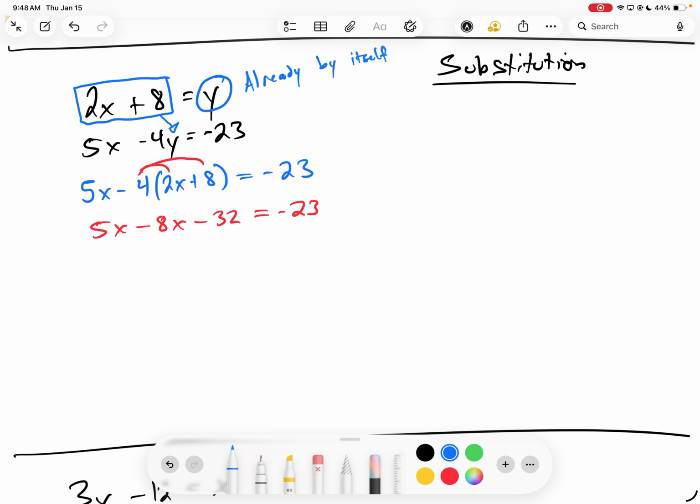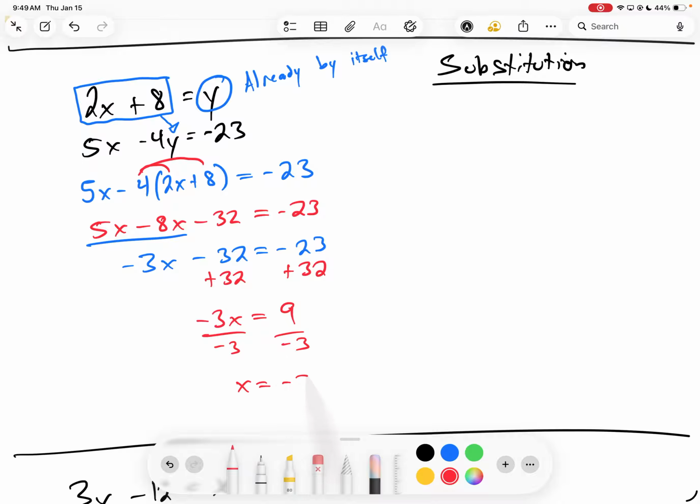And now combine like terms on the left side. So that would be -3x. I can't do any more combining because this has an x and this doesn't. So I'm going to add 32 to both sides. It's +9. And then to get x completely by itself, I divide both sides by 3 and get -3.